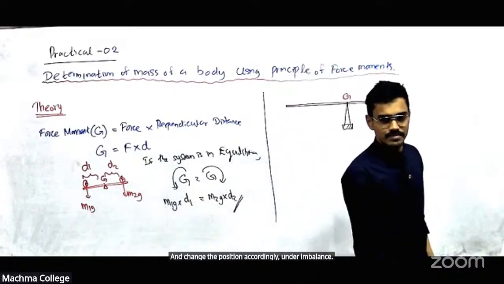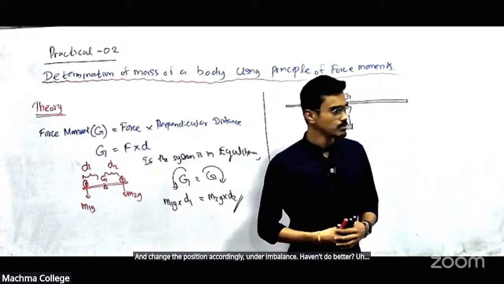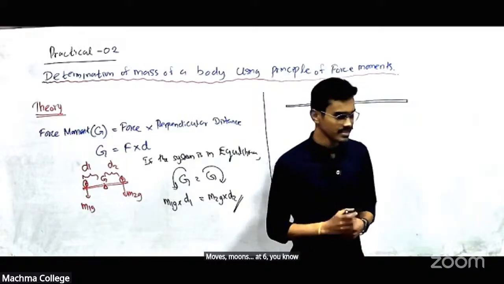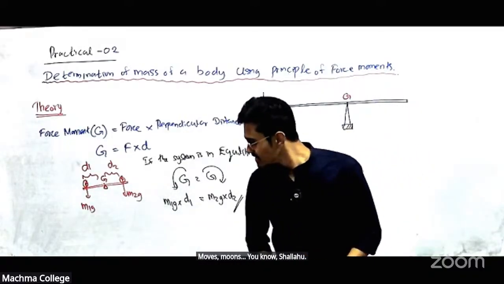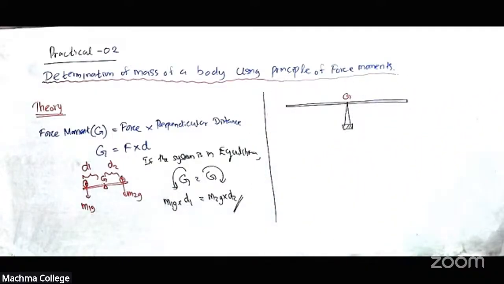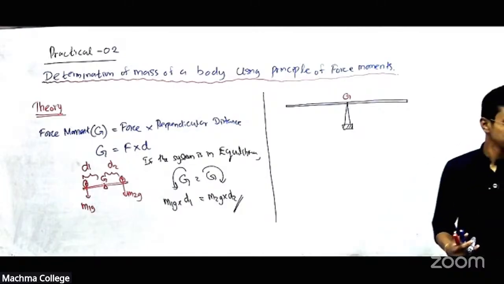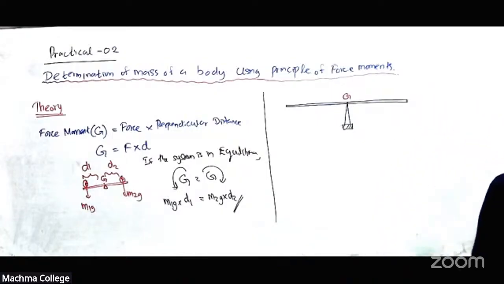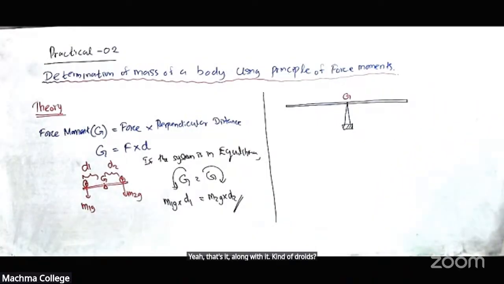Haven't you balanced sticks in your childhood? I don't have a stick to show. Yeah, that's it. Over there. Can I throw it? Was it a pen? I thought it's a pencil. Oh, okay.